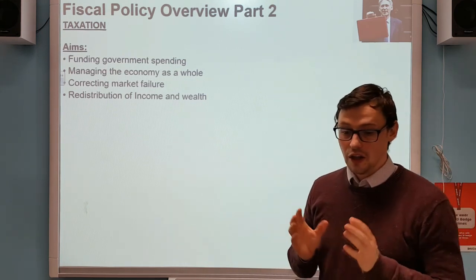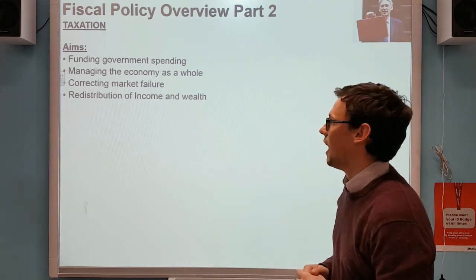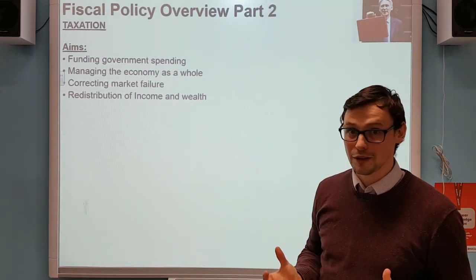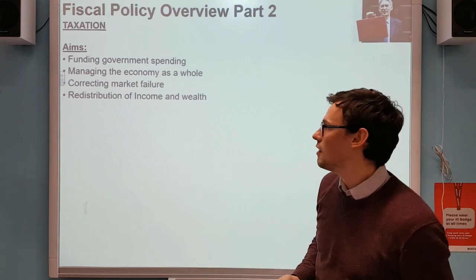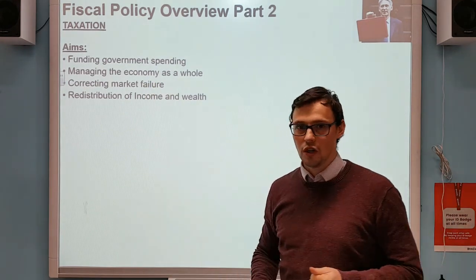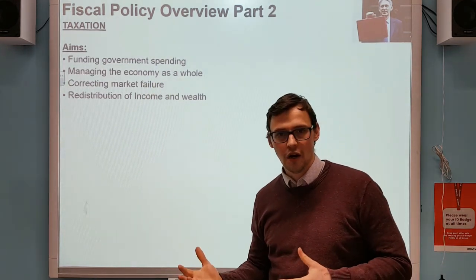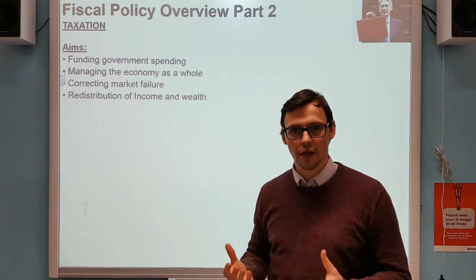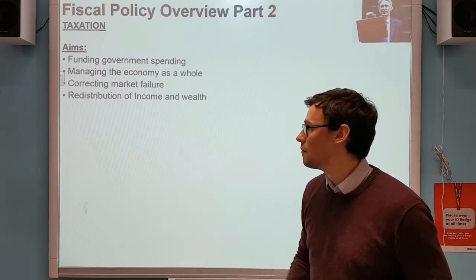Okay, firstly we've got to look at the aims of taxation. So here we have to fund government spending. You can't borrow all of the money for government spending, you do have to get some tax receipts in. You've got to manage the economy as a whole, so you've got to look at manipulating aggregate demand, aggregate supply and long-run aggregate supply in order to meet your macroeconomic objectives, so manage those objectives.